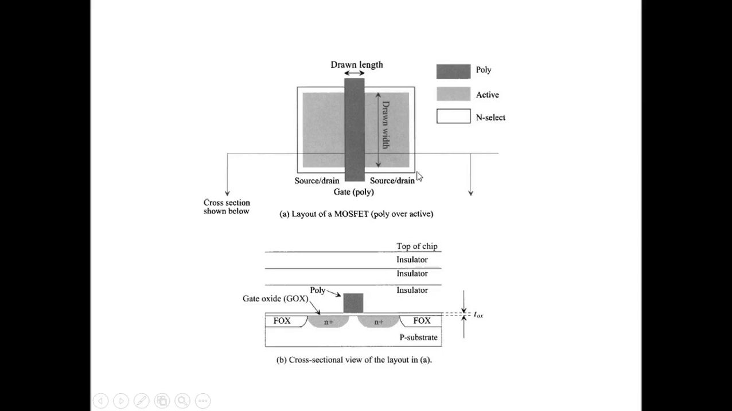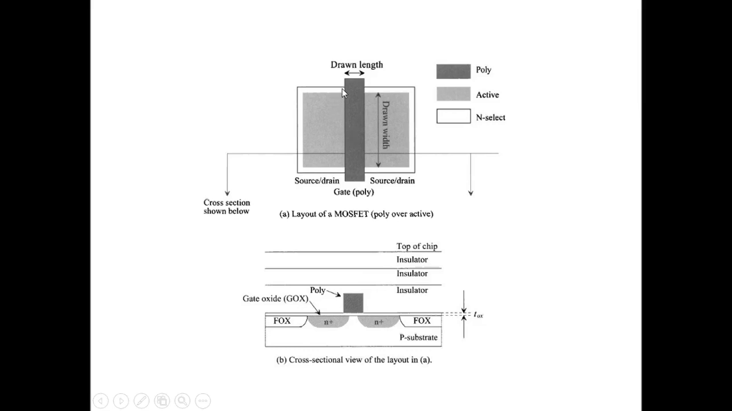First you draw the active, that defines the width of the transistor. Then place a poly. The length of the poly determines the gate length. What it actually does is, we have P substrate, over that a thin gate oxide, and the thickness of the gate oxide decides the TOX of the technology.